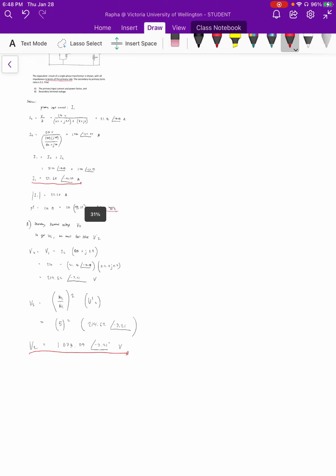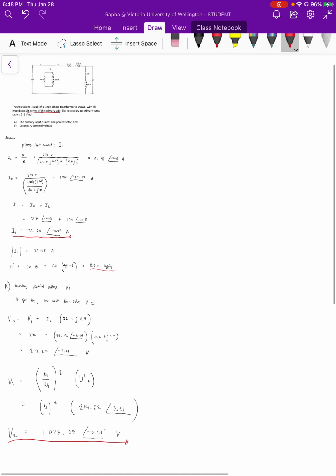So that's it, class. It's just a matter of playing around with the formulas given in our module. So that's it.